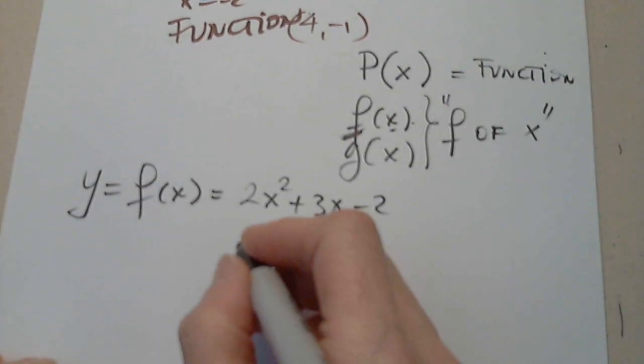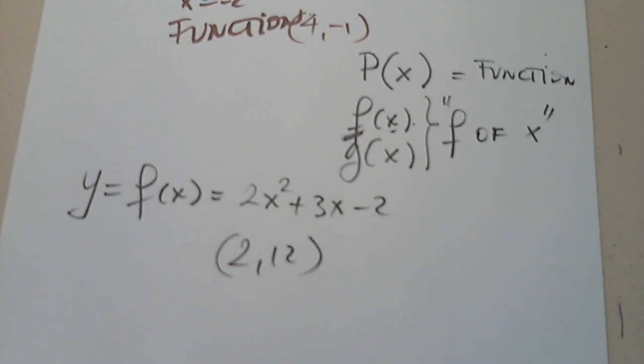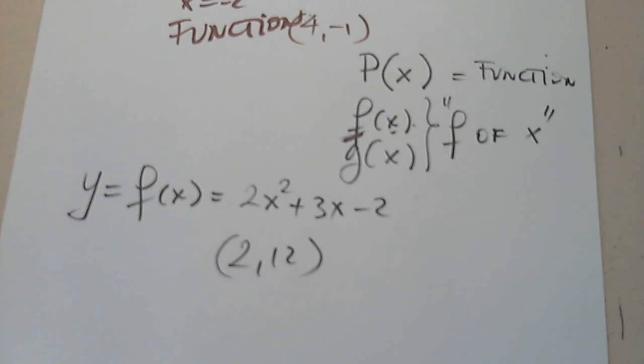Let's choose the first one. So (2, 12). If (2, 12) is a point on this function, then the point has to verify its equation. If it doesn't verify its equation, it's not on the graph.